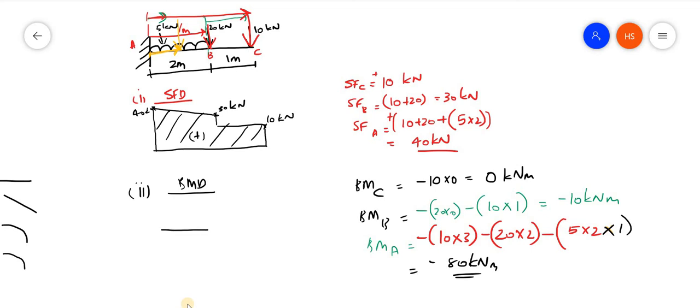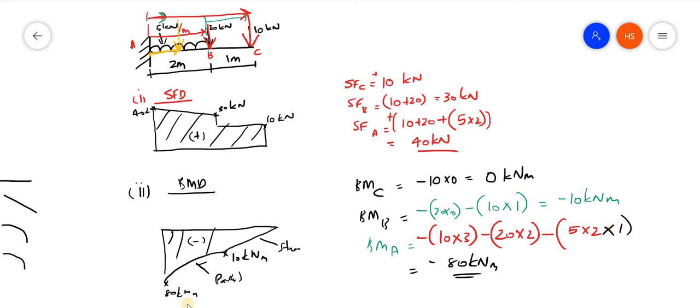So I am just drawing the diagram. Here the first one will be 0. At B it is 10 kilonewton meter, and the last one is 80 kilonewton meter. Here I will be joining by a straight line, and here it will be a parabolic line. So this is our shear force and bending moment diagram. This is a straight line and this is a parabolic line.